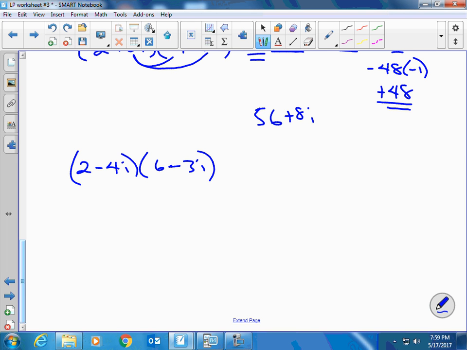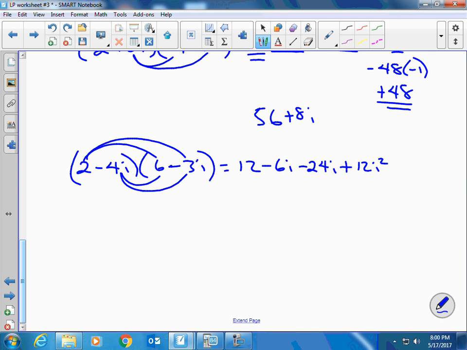FOIL that thing out. 2 times 6 is 12. 2 times a negative 3i, negative 6i. Negative 4i. I'll draw my arrow so you can see what I'm doing. Negative 4i times a positive 6 is negative 24i. Negative 4i times a negative 3i is a positive 12i squared.